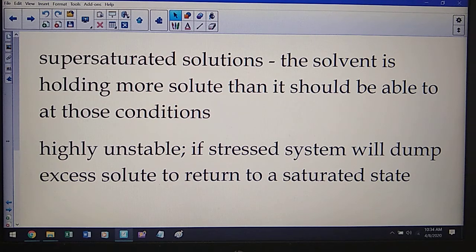So if you're full, or not yet full, is there a possibility you could be beyond full, be holding more than you can? Yes. This is a pretty uncommon thing, but it's called a supersaturated solution. That's where the solvent is holding more solute than it should be able to with those conditions.